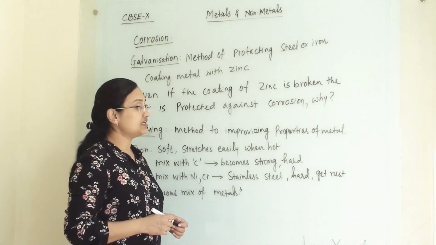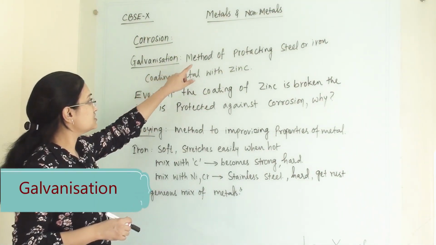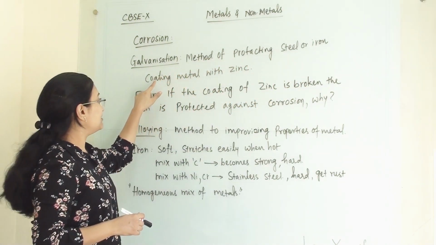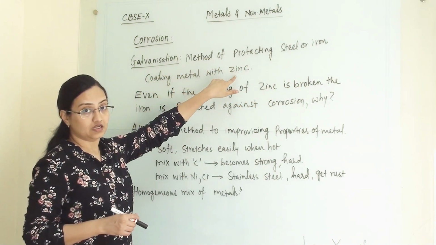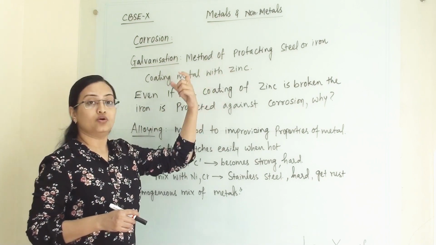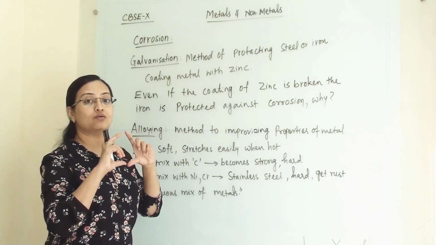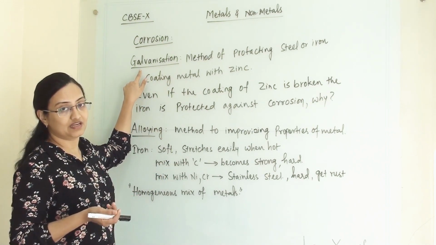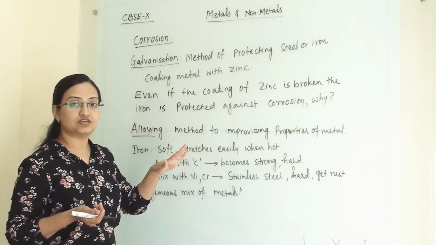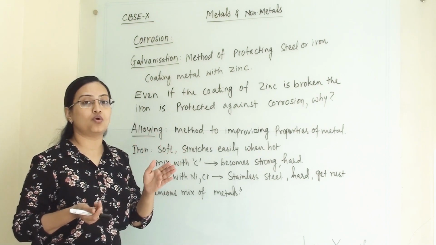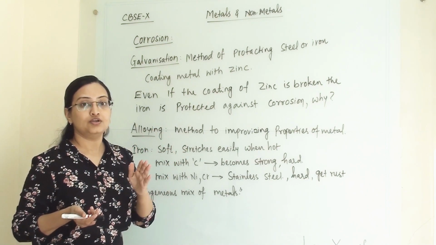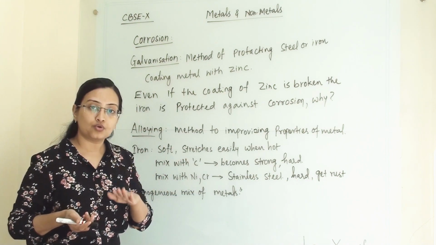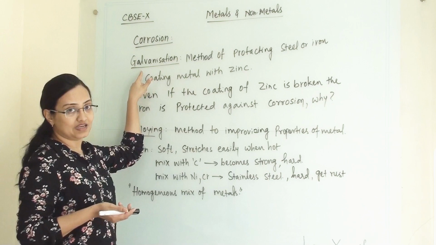First we will see galvanization. Galvanization is a method of protecting steel or iron by coating the metal with zinc. So when there is steel or iron, we make a coating of zinc on it, and this process is known as galvanization. So what is galvanization? When we coat zinc on iron or any other metal to prevent it from rusting or corrosion, that is known as galvanization.